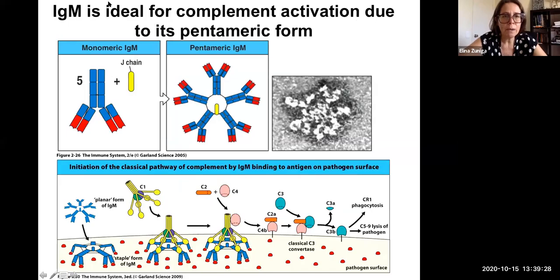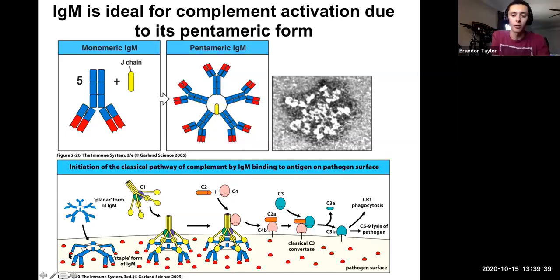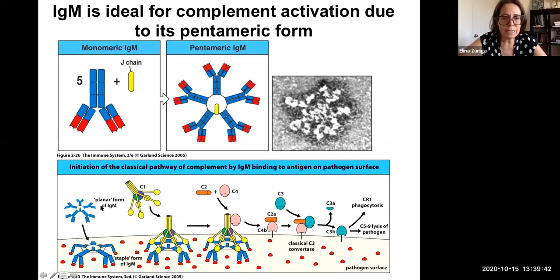So IgM is ideal for complement activation due to its pentameric structure. IgM exists in this planar form, and when it binds to the pathogen, it acquires this stable form, and this is perfect for combining and attaching the complement factor C1, which is also pentameric. So it's a perfect fit, and that's why IgM is so good at activating complement.